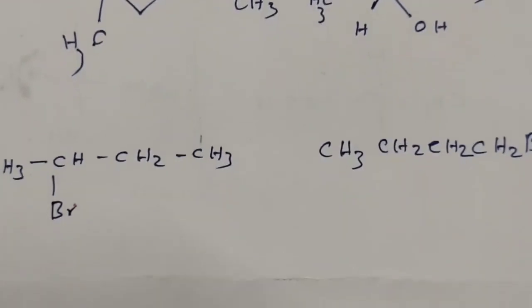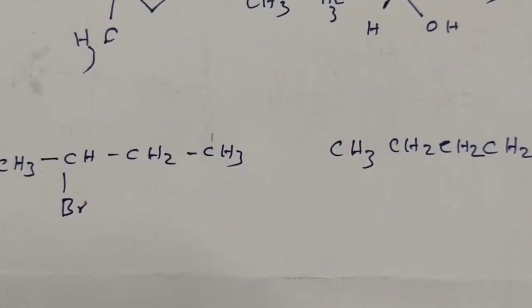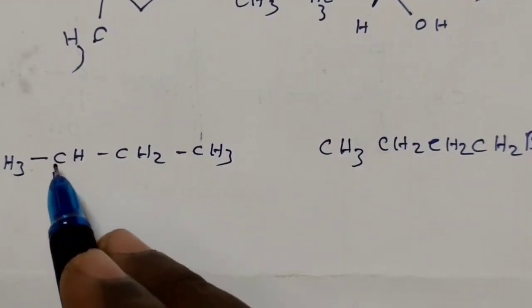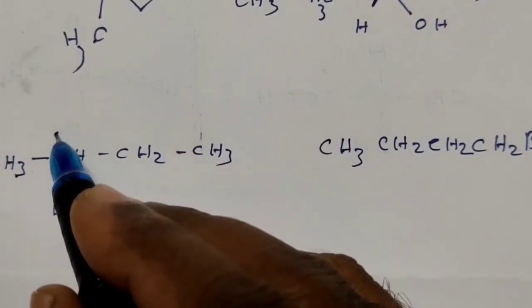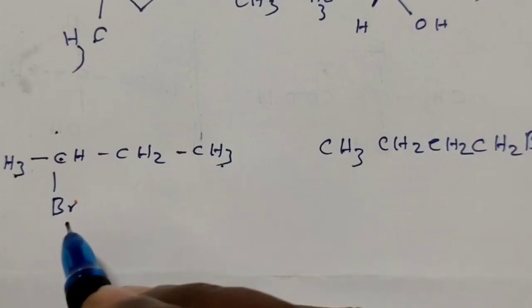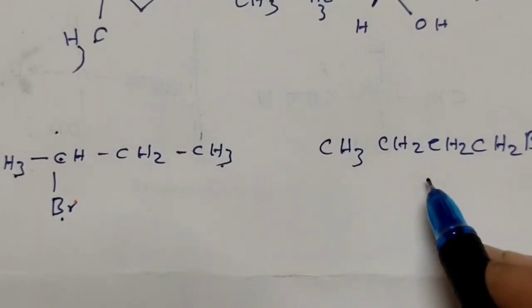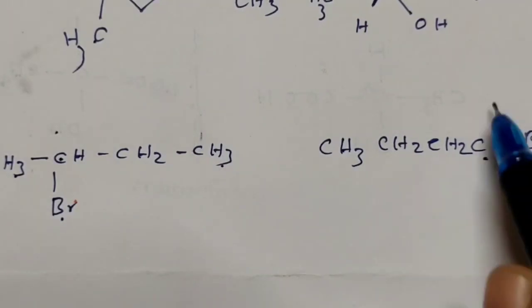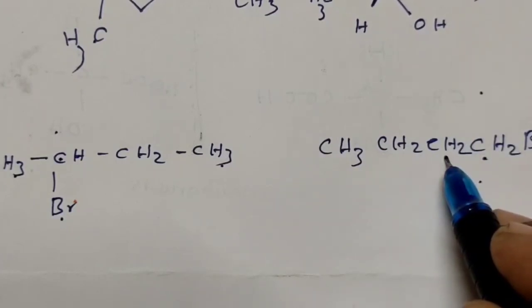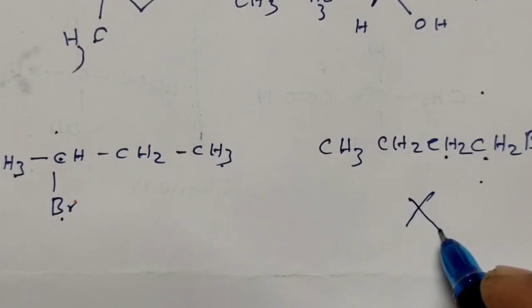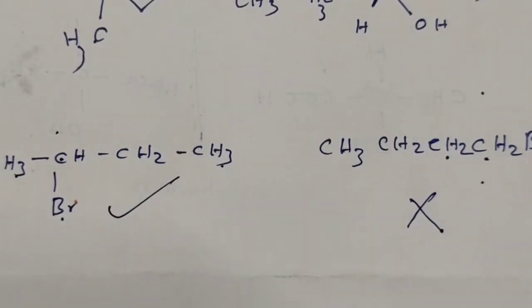The third example, this is the third question. This is the central carbon atom surrounded by one side CH3, other side H, other side CH2CH3, other side Br. Here, this is the central carbon atom, one side H, other side H, Br, propane. So, it is a chiral compound.